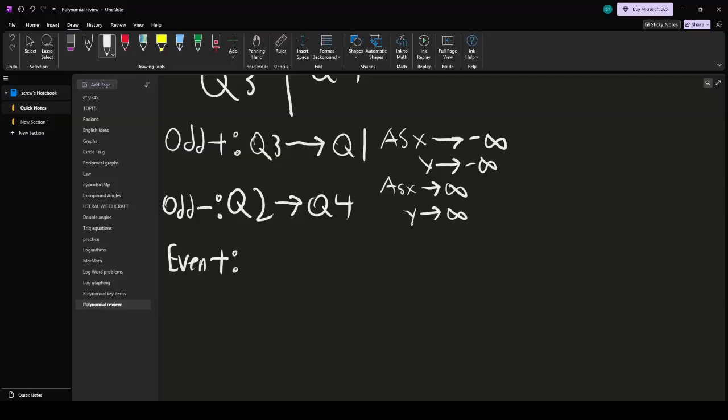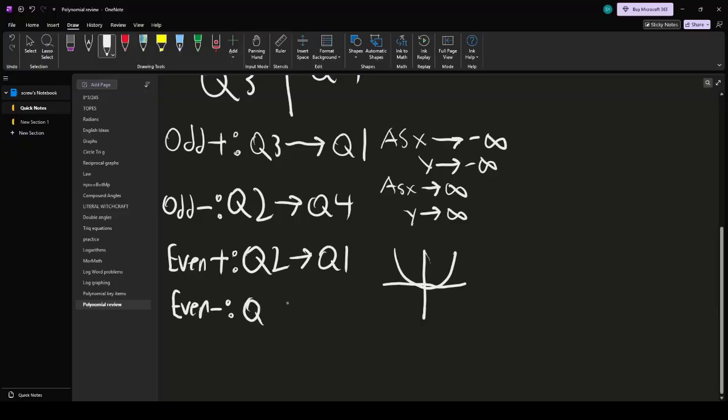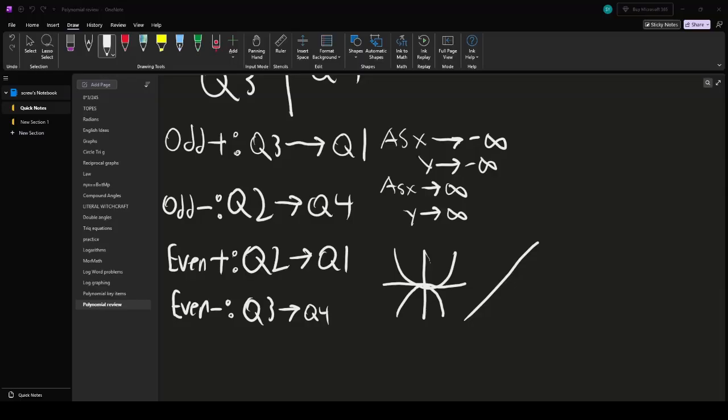So if the leading coefficient of an even degree function is positive, the end behaviors go Q2 to Q1, because a parabola goes like this by default, Q2 to Q1. And if it's negative, it goes Q3 to Q4 because it would reflect. So just think of the linear line, which is like that, and think of a parabola, and you'll get it.